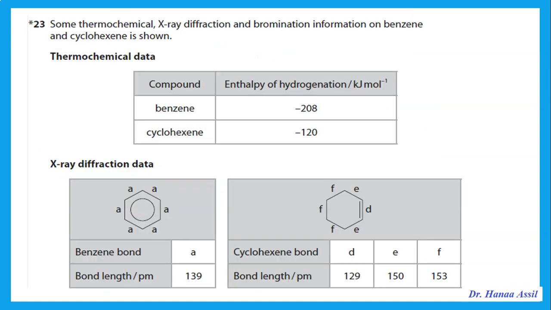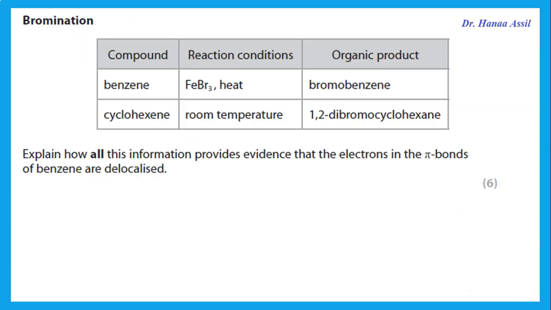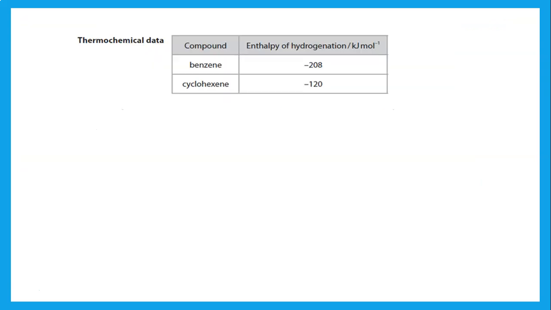Okay, some thermochemical, X-ray diffraction and bromination information on benzene and cyclohexene is shown. So we're given thermochemical data about the delta H of hydrogenation. We're given X-ray diffraction data about length of the bonds, and we're given bromination about reactions. Explain how all this information provides evidence that the electrons in the pi bonds of benzene are delocalized. Well, let's take a look.